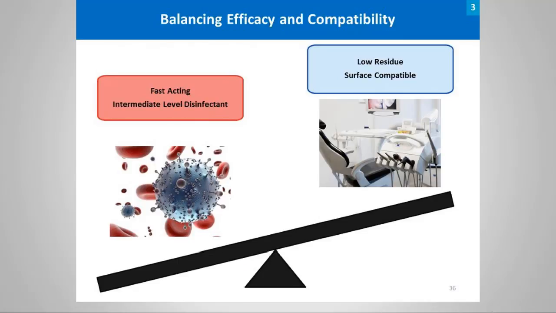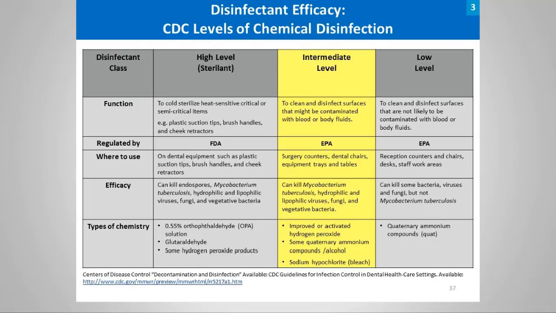So what you're doing is a balancing act, right? You want something that's fast-acting, preferably intermediate level, but you also want low residue and surface compatibility, so you're not destroying your valuable equipment.